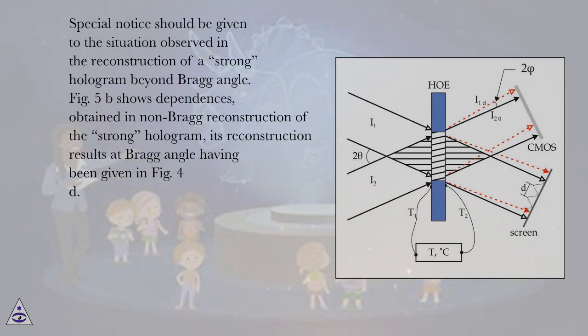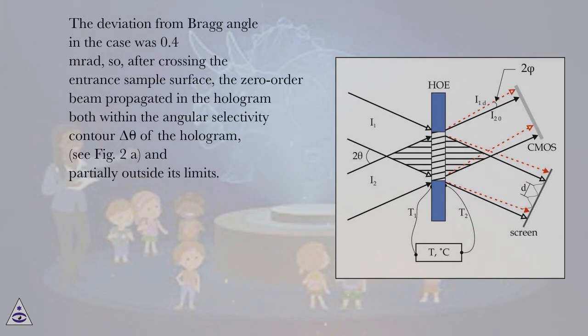The conditions for running the experiment to observe the energy channelizing effect in reconstruction of a hologram grating 9 mm thick. Table 4 shows hologram grating parameters that enable the observation of the energy channelizing effect. Special notice should be given to the situation observed in the reconstruction of a strong hologram beyond Bragg angle.